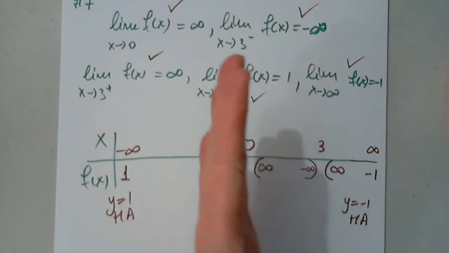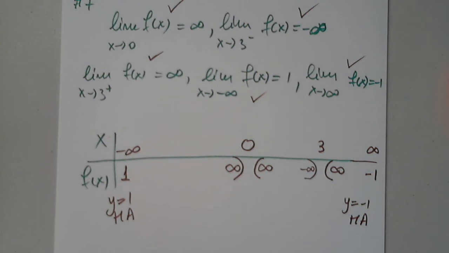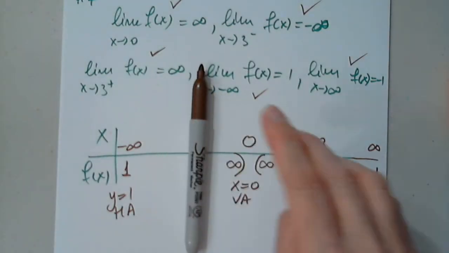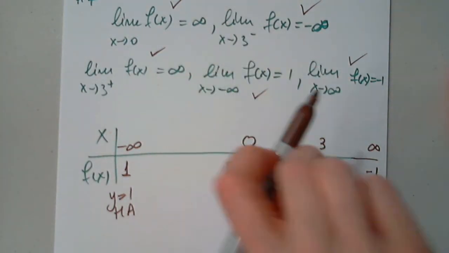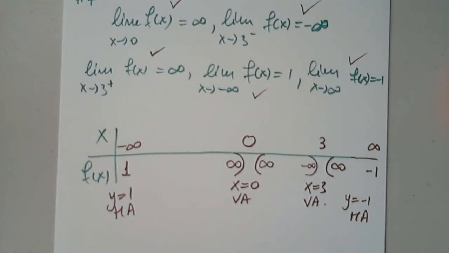So if as x approaches 0, both sides go to infinity, obviously for me, this means x equals 0 is a vertical asymptote. At 3, on this side, it goes to infinity. On this side, it goes to negative infinity. Obviously, x equals 3 is a vertical asymptote.